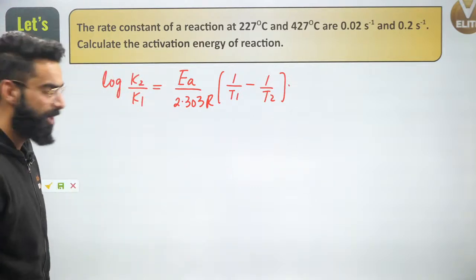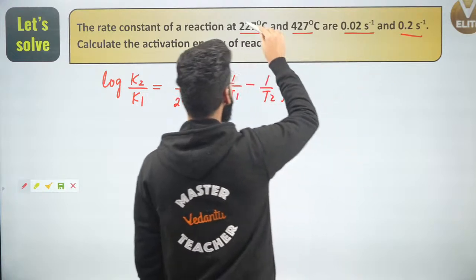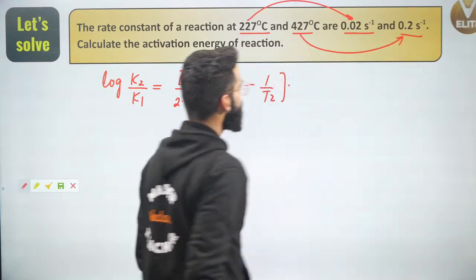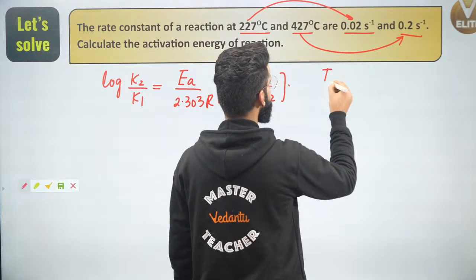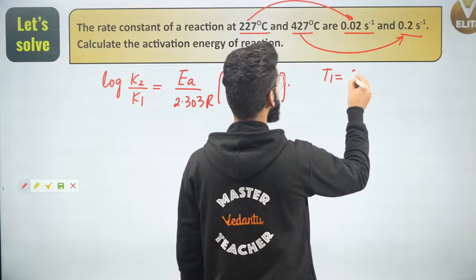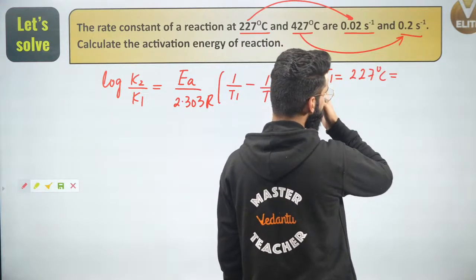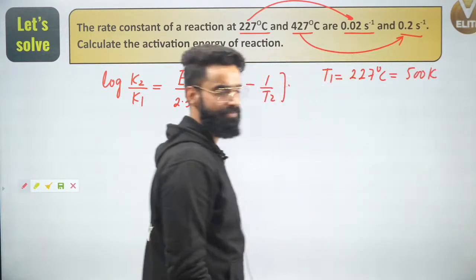Yes. Now people, at two different temperatures, I'm given two different rate constants. At temperature T1, the rate constant is this much. At temperature T2, the rate constant is this much. Correct. First of all, what is temperature T1? Temperature T1 is 227 degrees centigrade, right? Which means how many Kelvin? Add 273 to it. It's going to be 500 Kelvin, right?